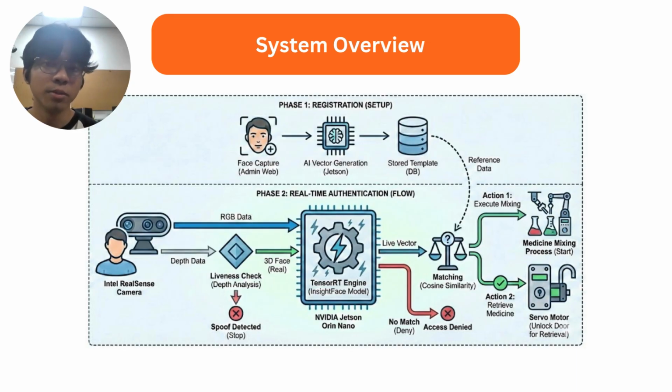Phase two is the real-time authentication. When a user approaches the machine, the Intel RealSense camera captures both RGB and depth data. The depth data is immediately analyzed for liveness. If a spoof is detected, the system is stopped right there. If the face is real, the RGB data is processed by the TensorRT engine running the CNN model to generate a live feature vector. This vector is then compared against the stored template using cosine similarity. If there's a match, access is granted. The system triggers action one, the machine mixing process will begin. Action two, the motor unlocks the door for medicine retrieval. If there is no match, access is denied and everything is locked.